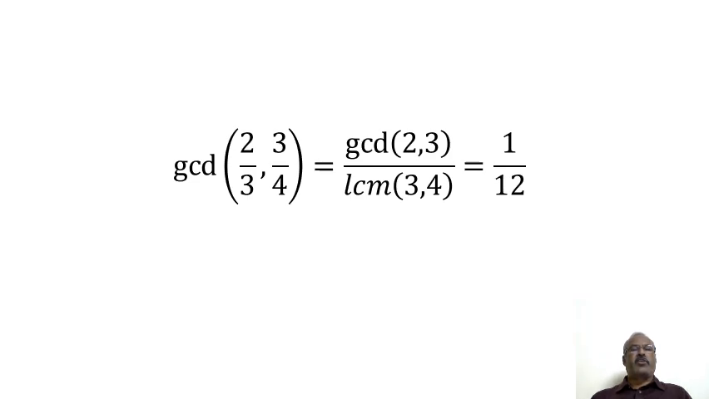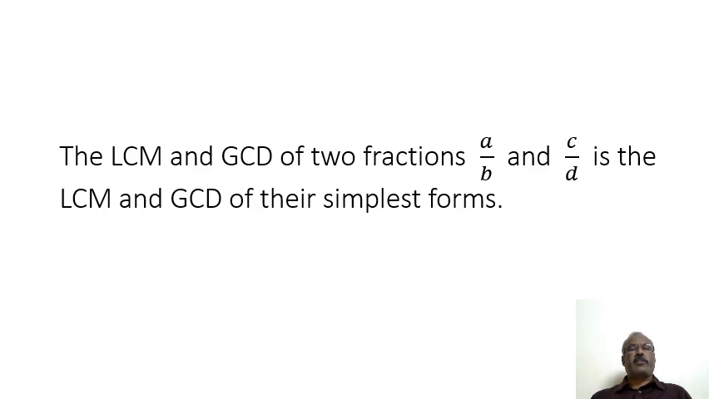Similarly, GCD of 2 over 3 and 3 over 4 equals GCD of 2 and 3 over LCM of 3 and 4. GCD of 2 and 3 is 1 and LCM of 3 and 4 is 12. So this GCD equals 1 over 12. LCM and GCD of any two fractions a over b and c over d is the LCM and GCD of their simplest forms.